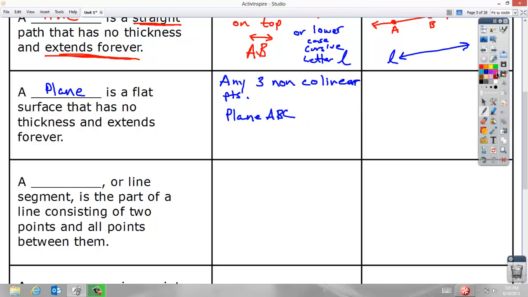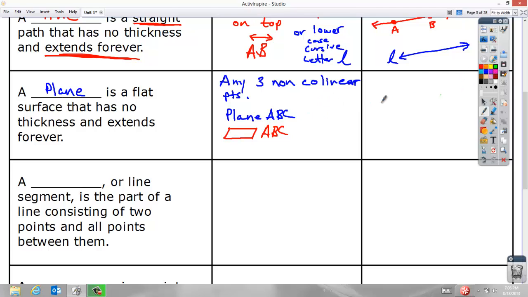Now, another way to do this, instead of writing the word plane, you can draw this symbol. It's just a parallelogram, but it's kind of a universal symbol for the word plane. So we can put that instead of writing the word plane. It's plane A, B, C. Either one of these is fine.